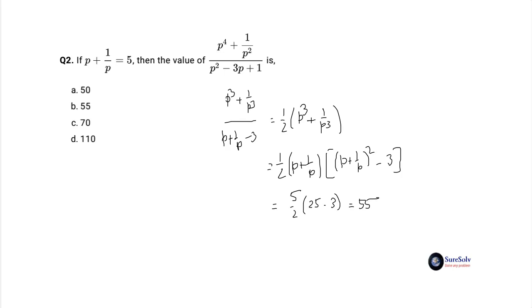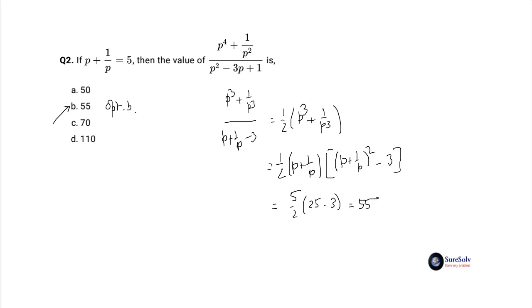Solved in no time. Answer is option B, 55. Important concepts and techniques used for solving the problem are target expression simplification before substitution following strategy of algebraic expression simplification, pattern discovery of transforming both numerator and denominator at one shot by dividing with p, and modified two-factor expansion of p cube plus 1 by p cube wholly in terms of p plus 1 by p.